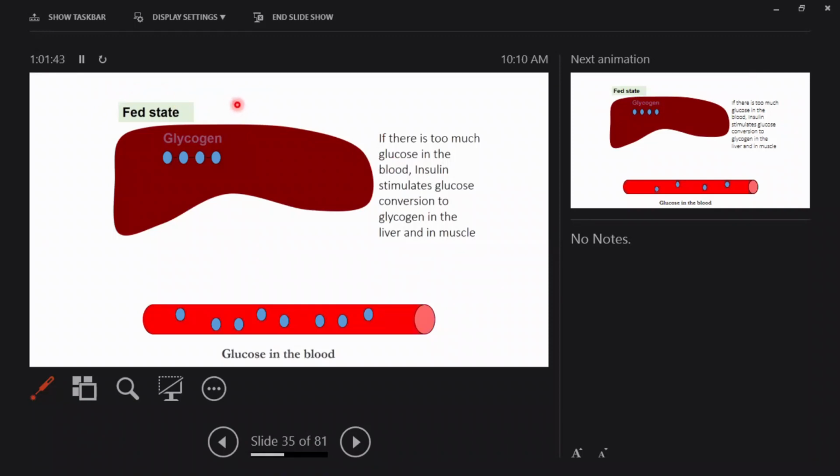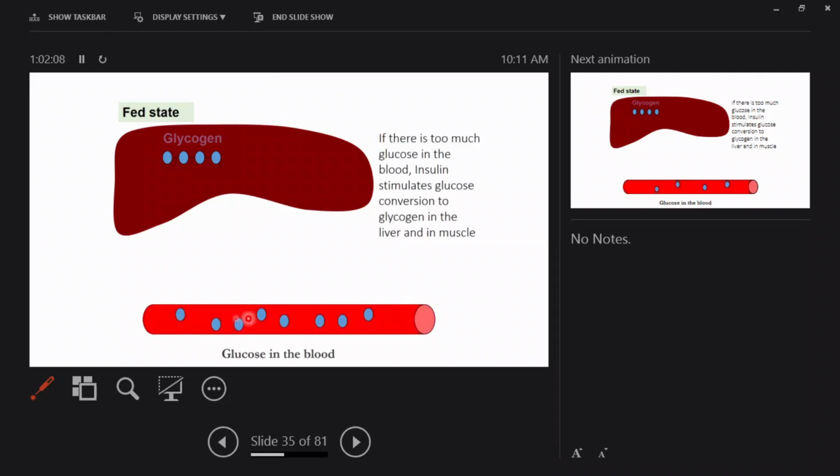Dah buka puasa, we eat some different type of foods. Kuih, air, whatever kan, ayam percik, whatever. So there's too much glucose in the blood at the moment. So insulin stimulates glucose conversion to glycogen, in the liver and in the muscle.